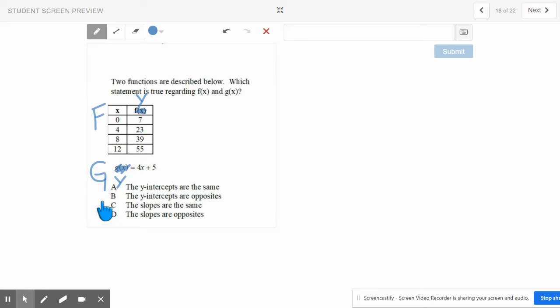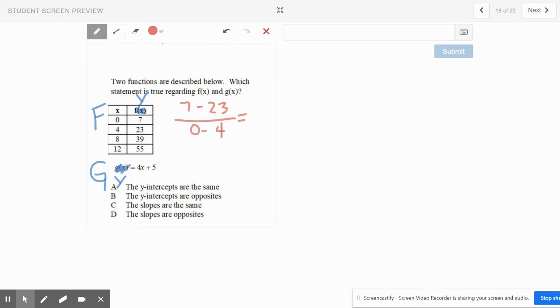Now, what is happening with this? If you look at this table, first of all, this function's already done. You know what the slope is. You know what the y-intercept is. Now, let's take a look at it and say, okay, what do I do with this table? Well, you tear the table up. You make sure you figure out what is happening. I'm going to go 7 minus 23, 0 minus 4.